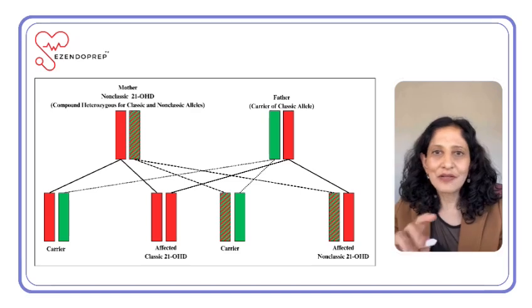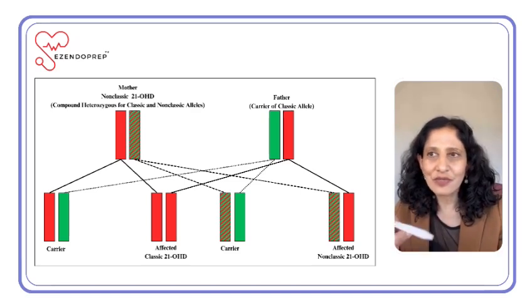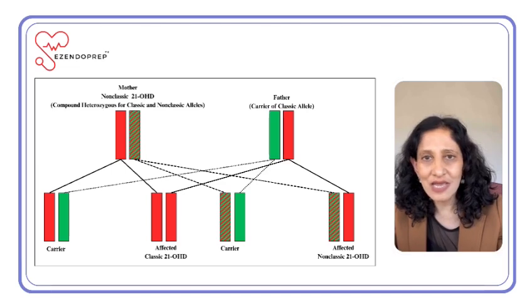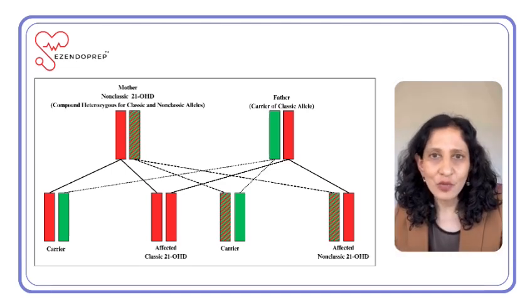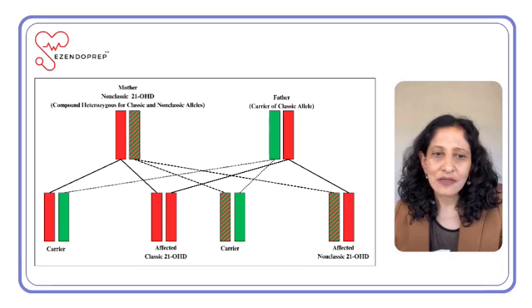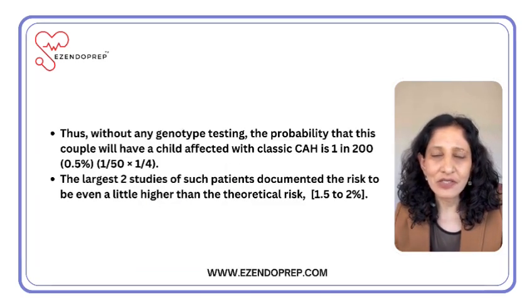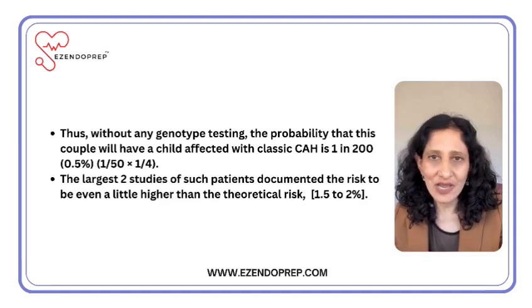Now remember, we talked about the two scenarios. When the mother has non-classic CAH, she could either be a carrier of a classic allele or have two non-classic CAH alleles. But let's assume the worst case scenario, just because they're not giving us genotyping in the question. If the mother has one classic allele and one non-classic allele, then remember our calculations. There was a 25% chance of the child having classic CAH.